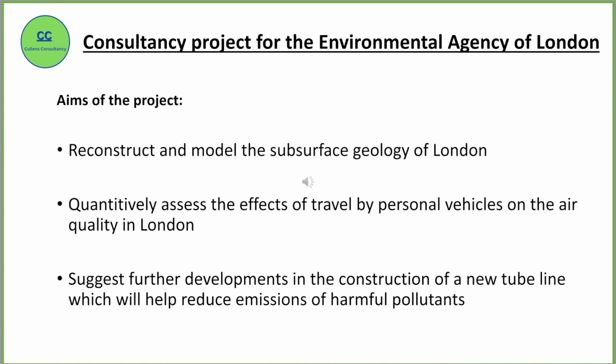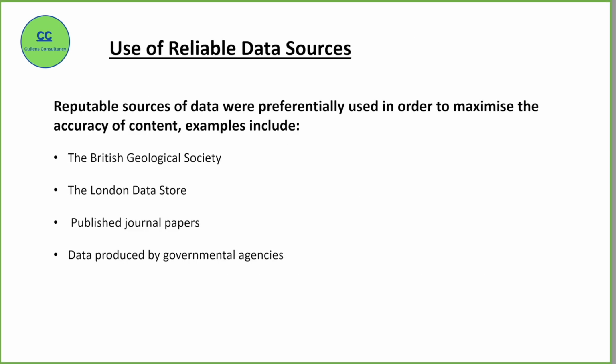This tube line will increase the accessibility of public transport and hence improve the air quality across Inner London by reducing the need to travel by car. Where possible, datasets used have been produced by reputable sources, such as the British Geological Society or London Data Store, to help minimise inaccurate results.